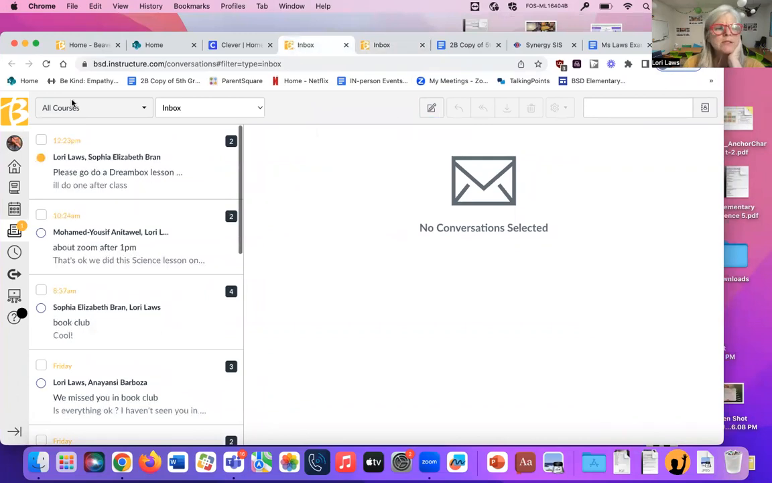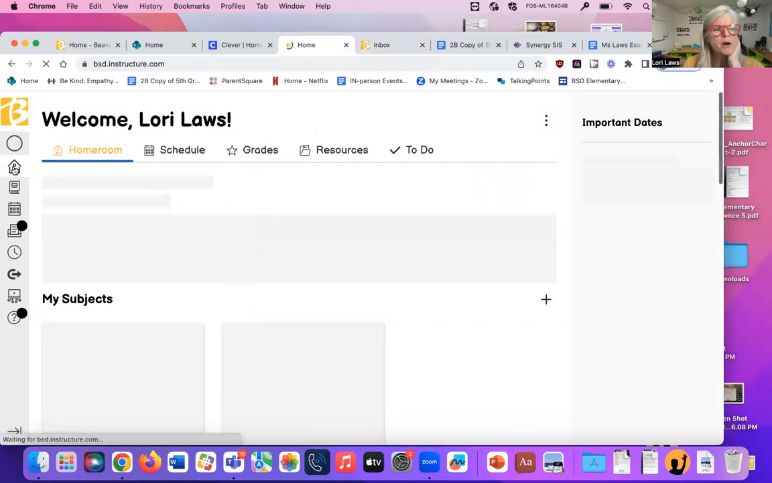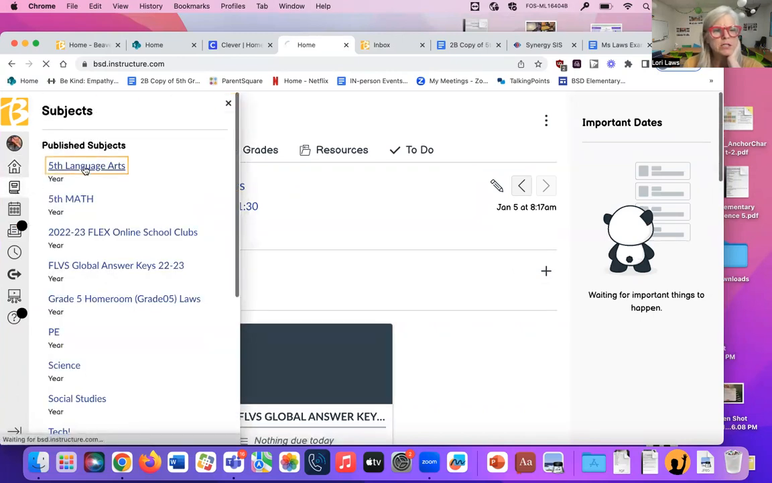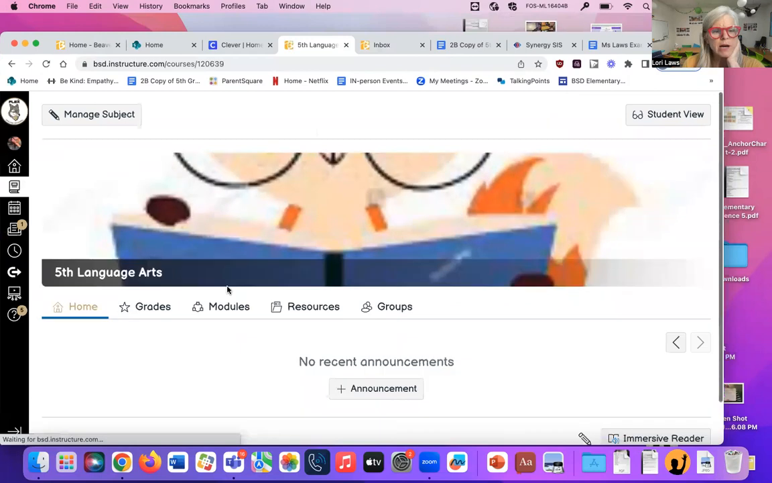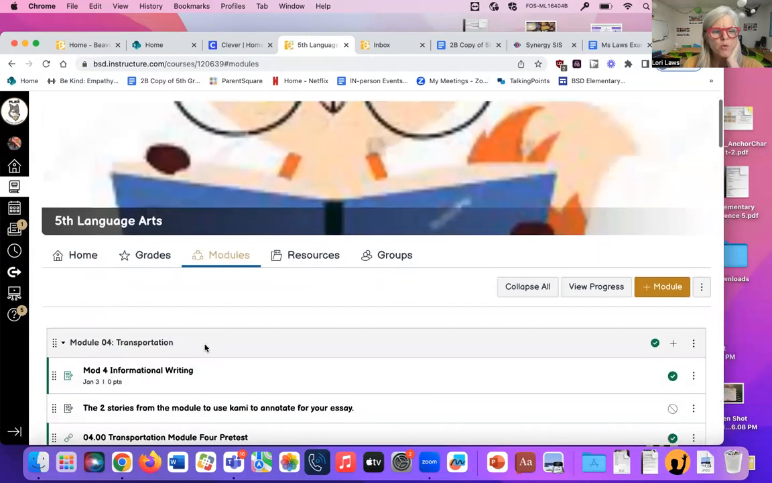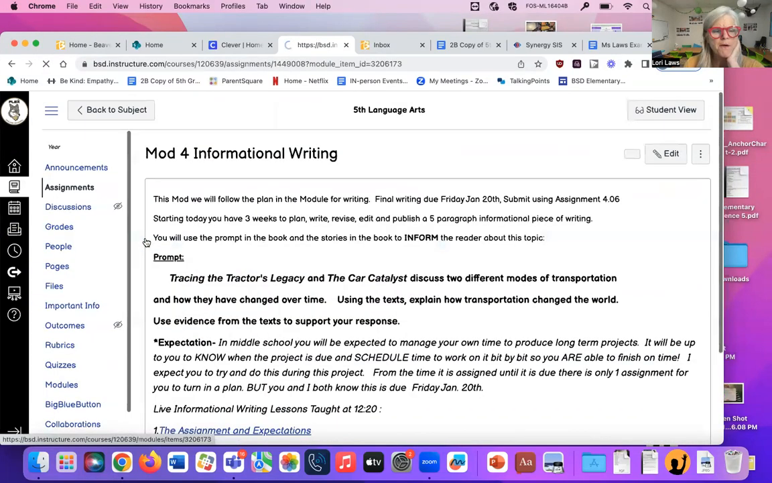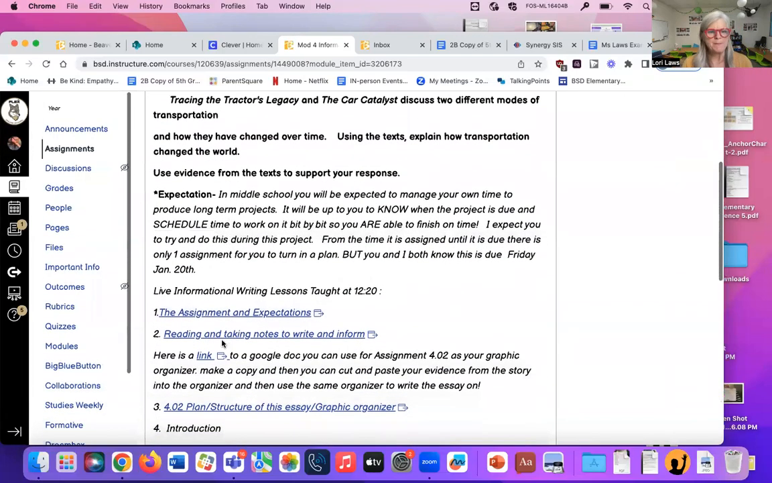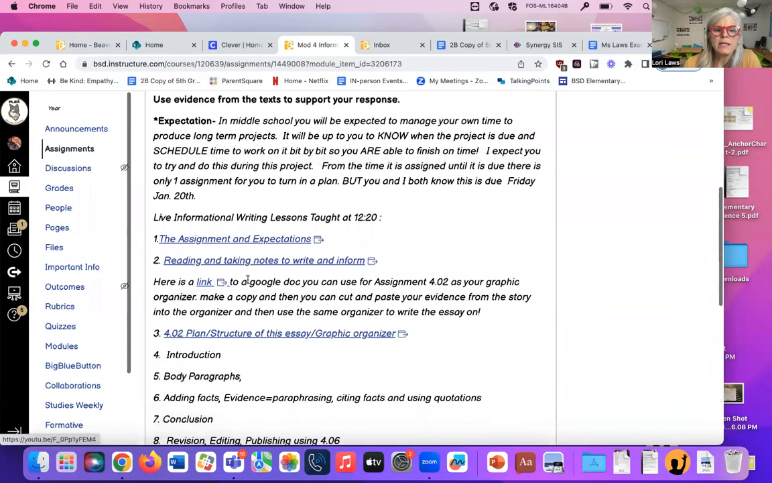Okay. So today, if you go to our home screen and you go to language arts and you go to writing, which is in Mod 4, informational writing, you'll notice that so far we've already gone through the assignment, reading and taking notes and making sure we've read both stories. Here's a link to that Google Doc that you can use to plan for 402 if you want to use it. And I'll show you why it's super cool to use it online today.